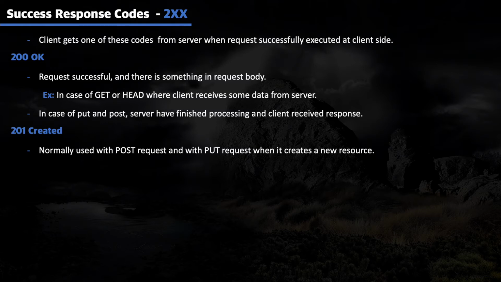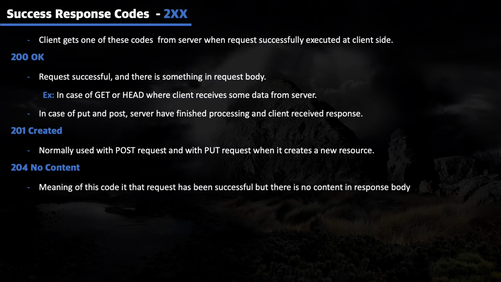Next we have 204 No Content, and this response code represents that the request has been successful but there is no content in the response body, but the header will be there, so the client can get additional information from the header only. Sometimes after a success response we have nothing to show, or the server needs to show very few details and the header can be used for that. In that case we use this response code, and 204 indicates that there is nothing in the response body.